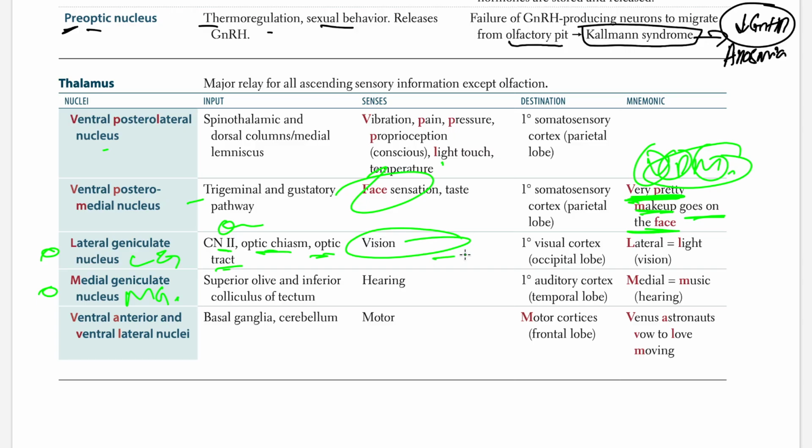And that's the vision. It's going to take all vision to the primary visual cortex, which is in the occipital lobe. Lateral is for light. L for light, right?